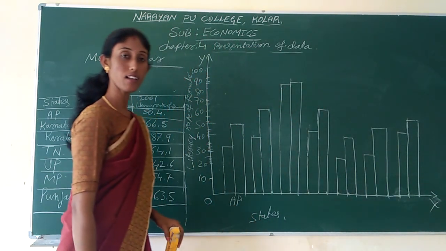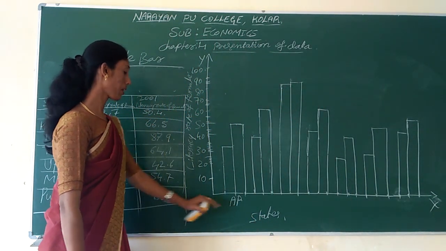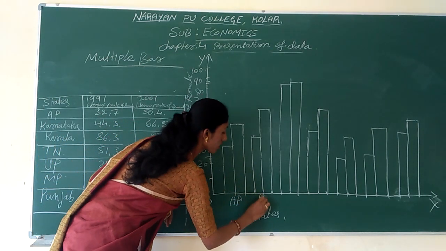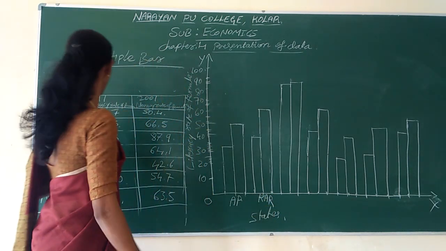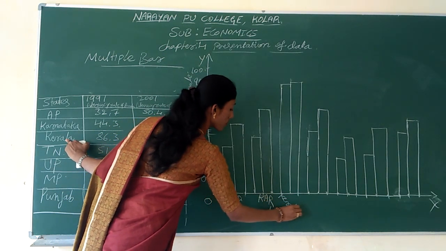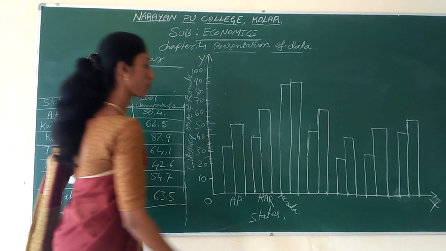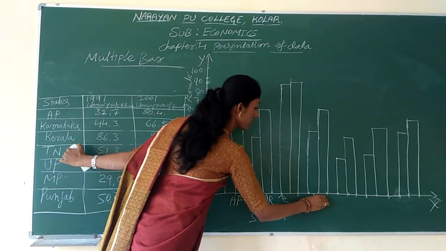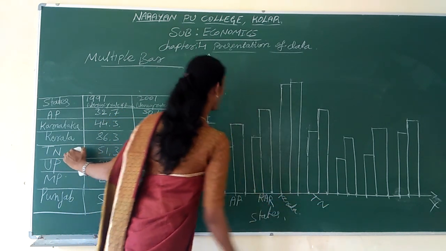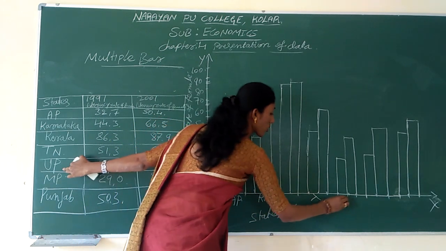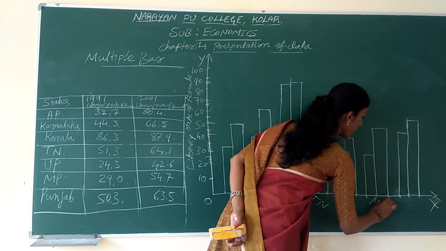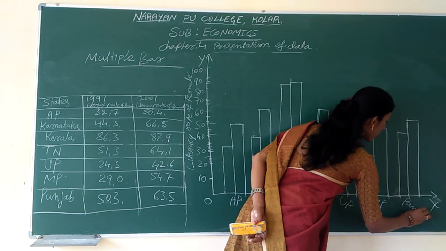This is how to draw the multiple bar diagram. AP. Next, these bars are representing short forms. You can use Karnataka. Next, Kerala and Tamil Nadu. Tamil Nadu means TN. Next, Uttar Pradesh, UP. After that, MP. Next, Punjab.